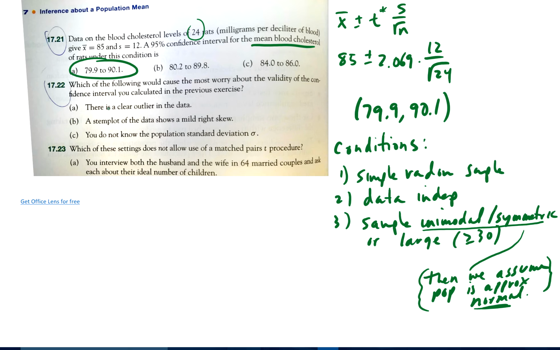So for 22, the problem that's going to be bad is if we have a clear outlier in the data. Okay, mild skew is okay. This is okay because we're using a t-test, but if there's a clear outlier, that's going to be the worst thing that we have on there. Okay.